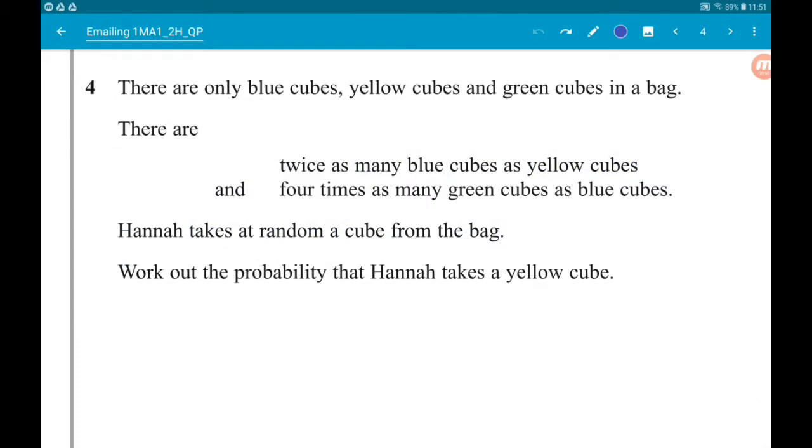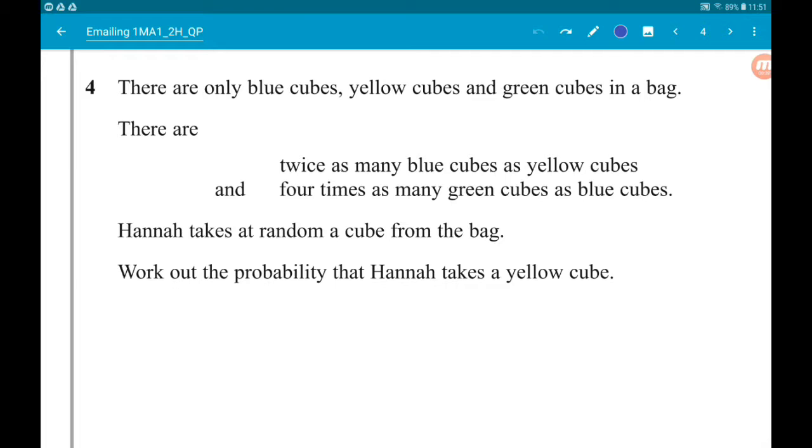Okay, number 4. There are only blue cubes, yellow cubes and green cubes in a bag. There are twice as many blue cubes as yellow cubes and 4 times as many green cubes as blue cubes. Anna takes a random cube from the bag. We want to work out the probability that Hannah takes a yellow cube. 3 marks.